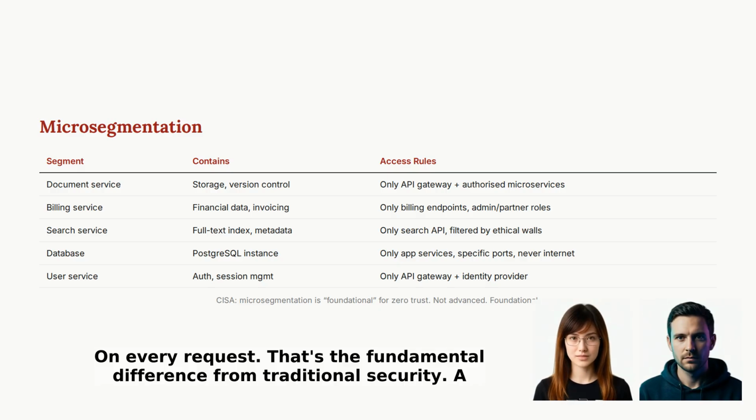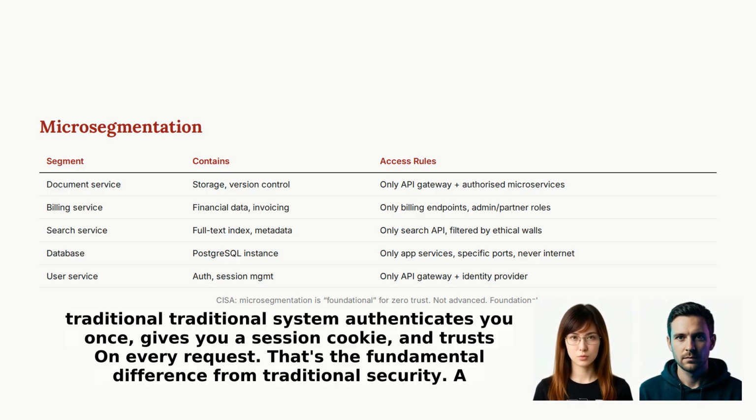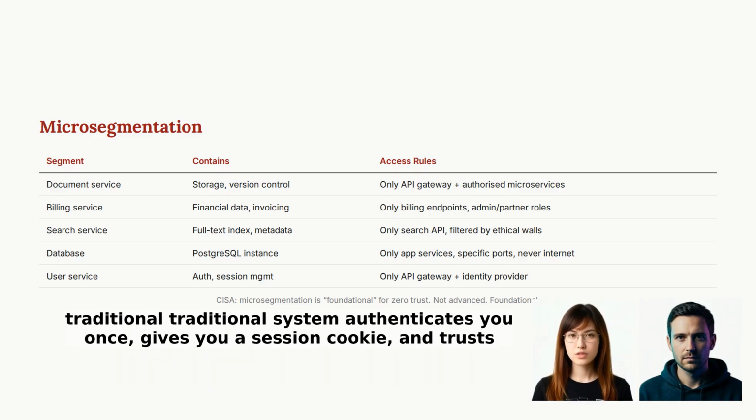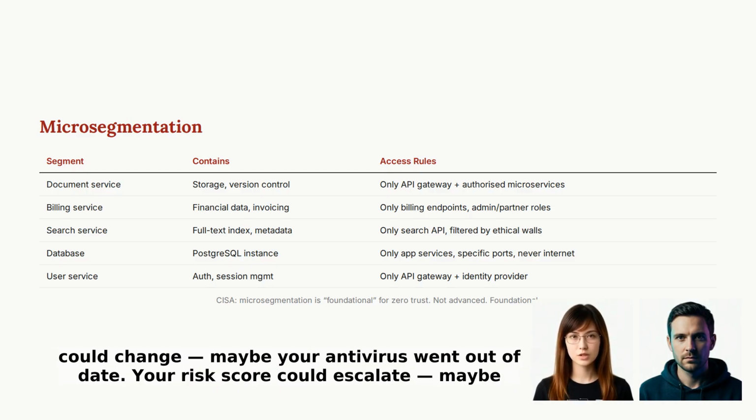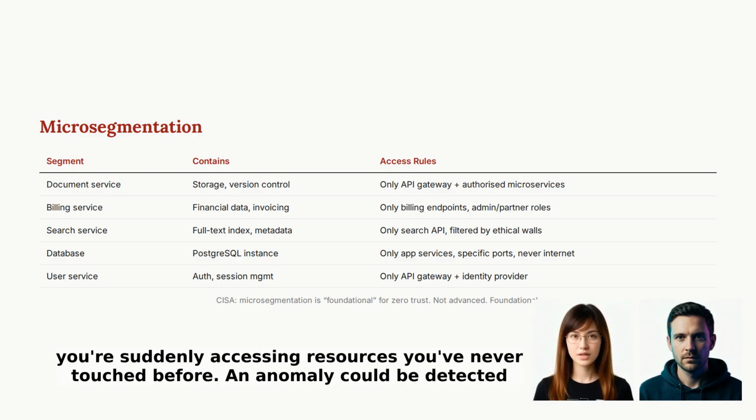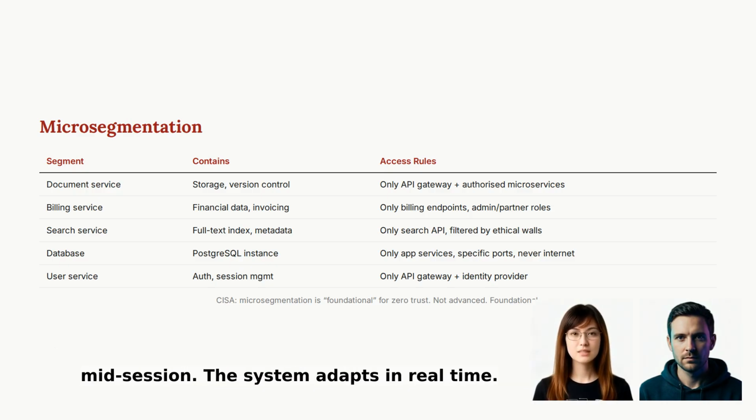On every request. That's the fundamental difference from traditional security. The traditional system authenticates you once, gives you a session cookie, and trusts that cookie for the next 8 hours. Zero Trust reevaluates continuously. Your device compliance could change. Maybe your antivirus went out of date. Your risk score could escalate. Maybe you're suddenly accessing resources you've never touched before. An anomaly could be detected mid-session. The system adapts in real time.